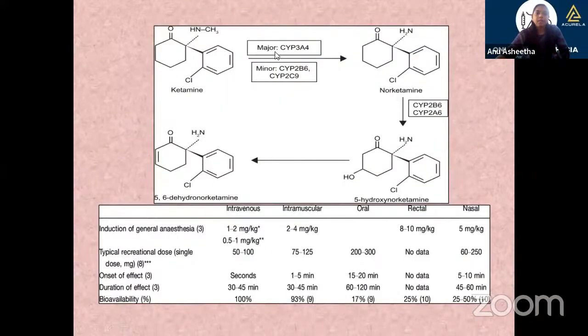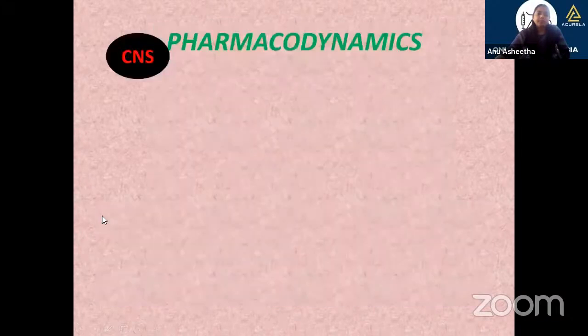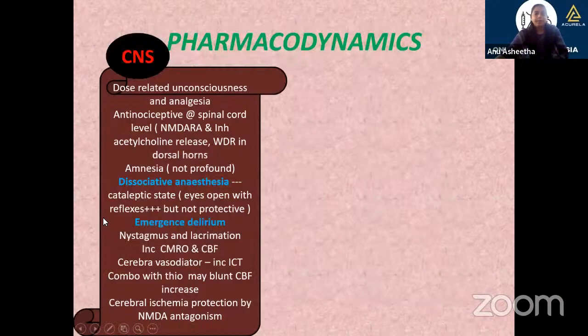Now, this is the metabolism. It acts upon the microsomal enzymes to norketamine, then they are hydroxylated, then dehydronorketamine. The routes of injection: intravenous, intramuscular. For recreational use, they are used orally and nasally. Recreational dosage is high because of the reduced bioavailability. So onset of effect is within seconds, and for intramuscular it is within 1 to 5 minutes. Pharmacodynamics.